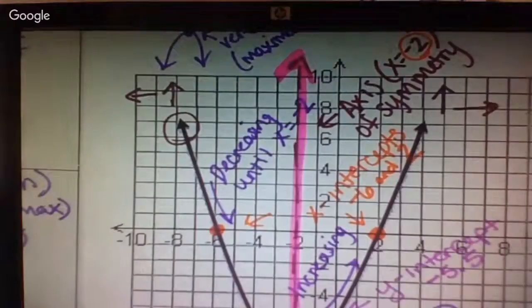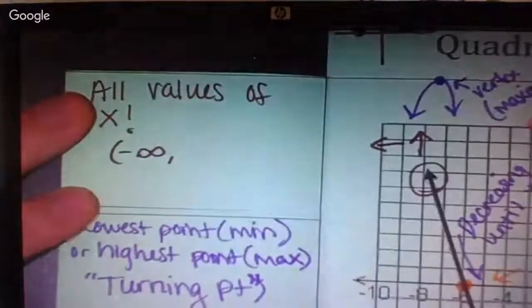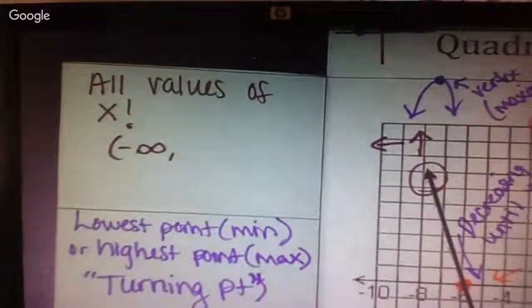Okay. So it's going in the negative direction and it's never stopping. So it's going towards negative infinity. So that means my domain is negative infinity. On the other side, it's going to go to the right, and to the right. Positive infinity.